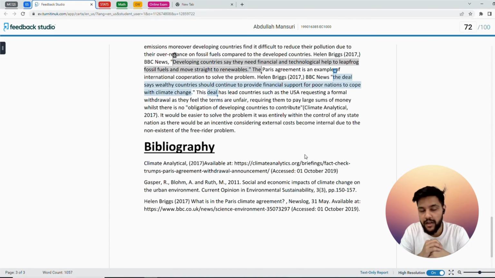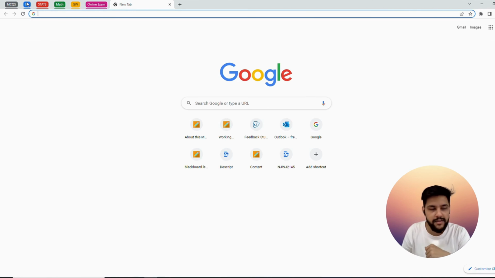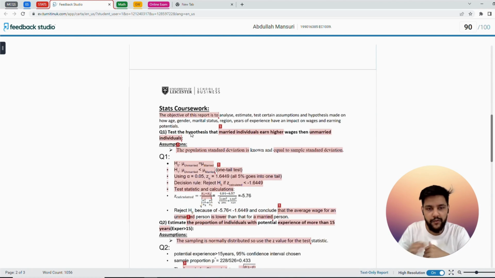The university uses Harvard referencing style, and you can find out how to correctly reference as there are lots of tools available. Now, a type of assessment which is, I would say, more rare is a report. So this was from my first year. We had to analyze a large data set and come up with a report on how different factors affect wages and earning potential.